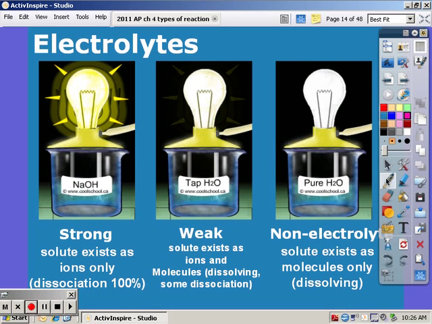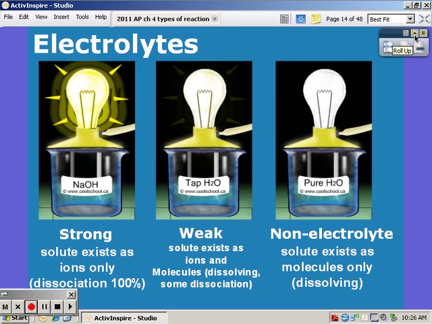An electrolyte: we have strong, weak, and non-electrolytes. An electrolyte is simply a solution that can conduct electricity due to the presence of ions in solution. Strong electrolytes have lots of ions in solution, so they conduct electricity very well. They have lots of ions because they dissociate 100%. Weak electrolytes, some molecules dissociate, some just dissolve.